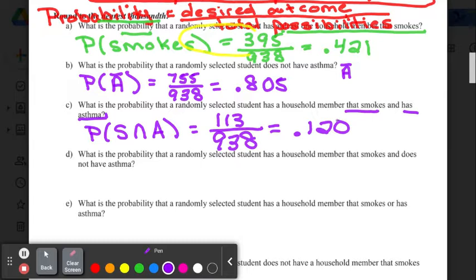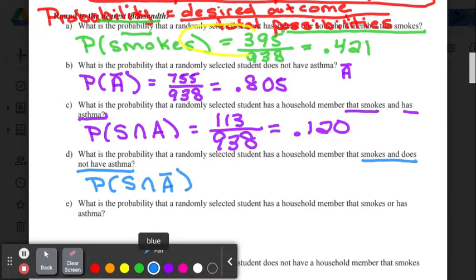What is the probability a randomly selected student has a household member that smokes and does not have asthma? Probability smoke and not asthma. Give that a try. So our total is still over 938. So if you find the intersection of smoking and not asthma, it's 282. And 282 divided by 938 gives you 0.301.